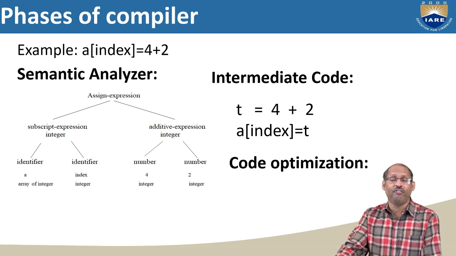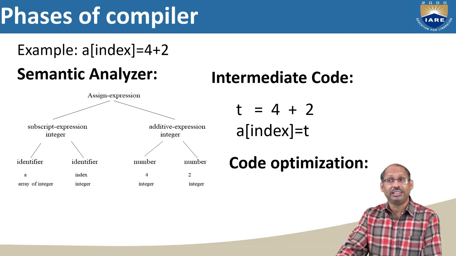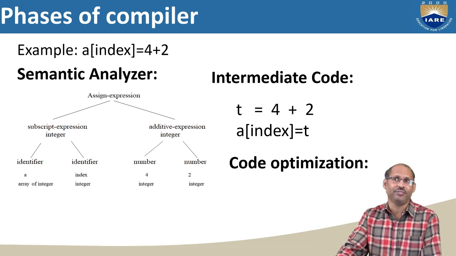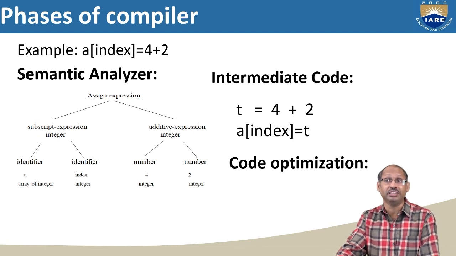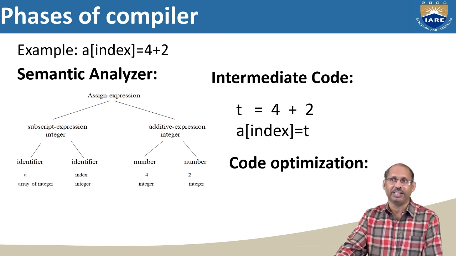This intermediate form yields the input to the code optimization. The task of the code optimization is to reduce the size of the code so that execution will be fast, and make the statements more efficient so that output is more accurate. Right? So that is the task of code optimization.